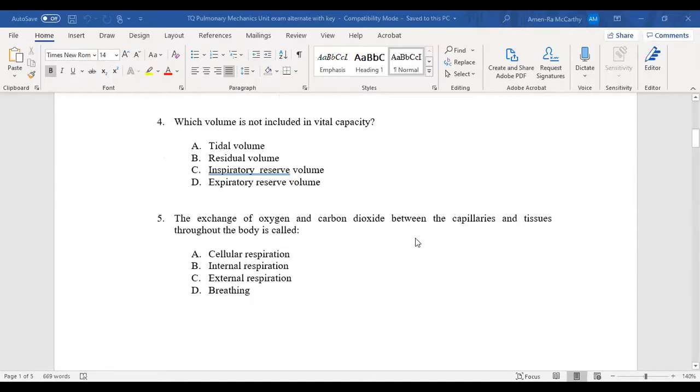All right. Number 5. The exchange of oxygen and carbon dioxide between the capillary and the tissues is called what? Good, Miss Rose. Good. Kayla, look at it again. Internal respiration. Good. Internal respiration.